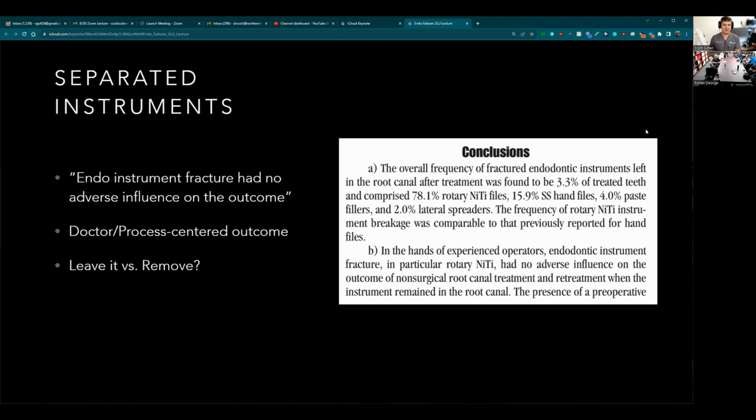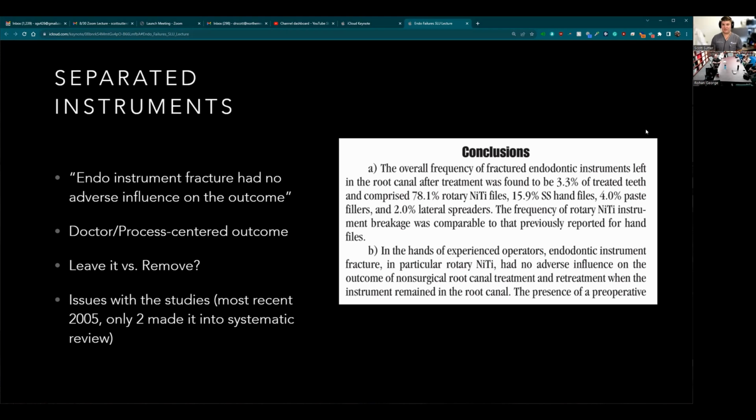If it's at the apex or if that's the obturation, I'm leaving it. You're going to destroy that tooth, and for what? To make the x-ray look a little bit prettier? That's not a patient-centered outcome. The other problem is, if any of you want to do a study, this one will suck, but the most recent one was 2005.